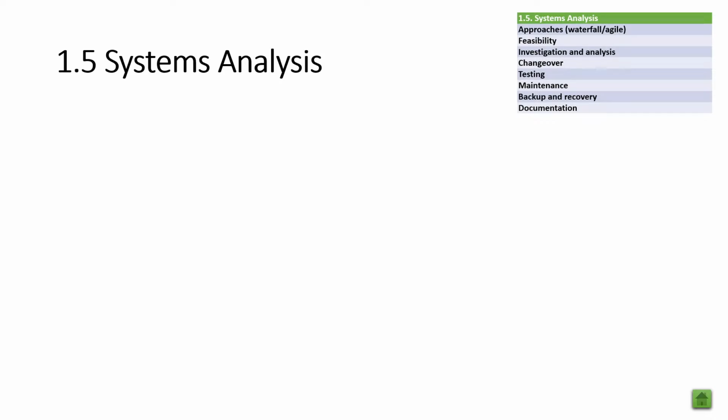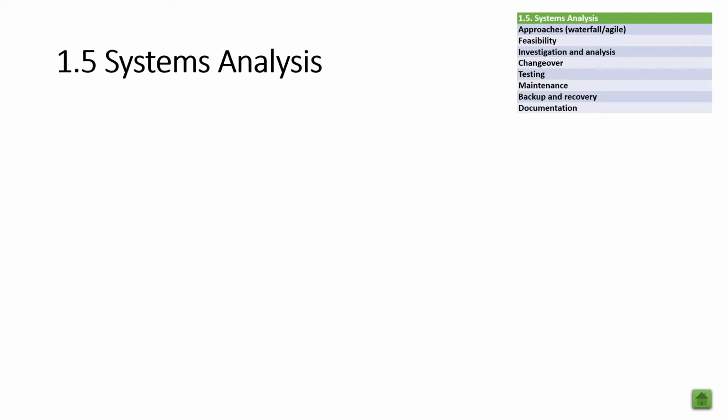Approaches, waterfall and agile methodologies. There are loads more out there. They're quite old now, so they don't really get used that much, although some of them do, but they've been adapted. So for things like rapid application development, Scrum methodologies, there's loads out there that you can use. So feasibility, investigation analysis, changeover, testing, maintenance, backup and recovery, documentation. They're from the specification, people. Feasibility, can we do it or not? Investigation methods, you've done them for your coursework. Questionnaires, document collection, interviews. What's the fourth one? Can't remember. What is it? Observations. There you go.